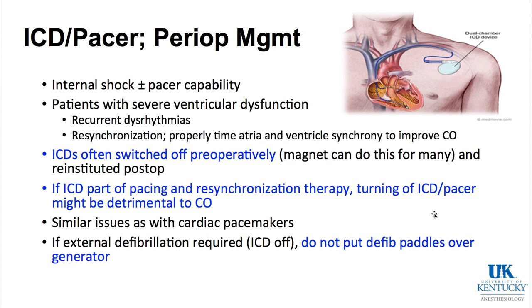ICDs, pacers, and perioperative management. What do we do if we have a patient such as represented in the top right graphic, where they have a dual chamber ICD device, a pacemaker that can shock the patient or pace them or both? Usually this is put in patients with severe ventricular dysfunction, someone with an EF of 20% who has recurrent dysrhythmias like VTAC or has undergone resynchronization therapy in an attempt to properly time the atria and ventricles to improve their cardiac output. Usually ICDs are switched off preoperatively.